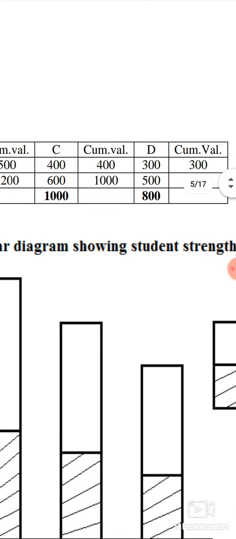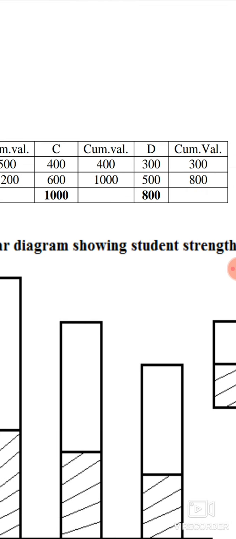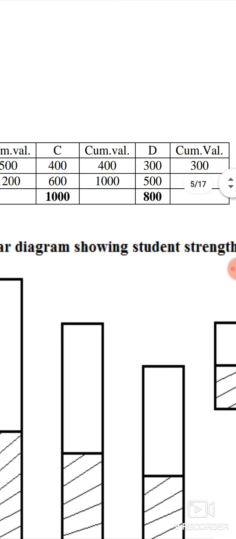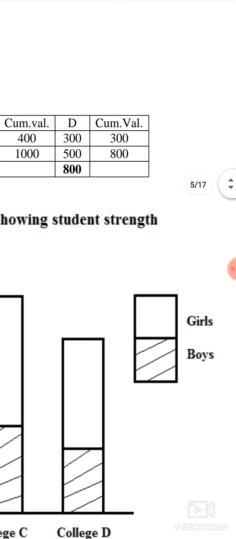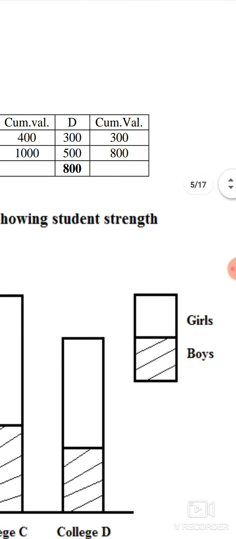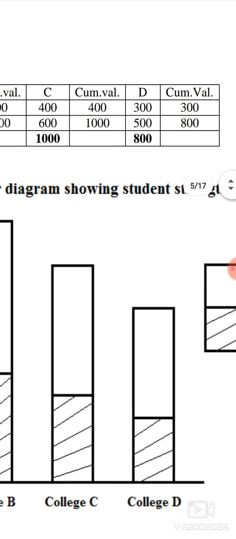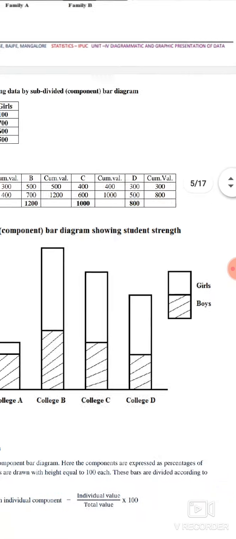Then for C, 400 and 600. Cumulative value will be 400, first value as it is, and second is 400 plus 600, we will get 1000. Then college D, 300 and 500. Write down the first value as it is, 300, then 300 plus 500 we will get 800. Now write down the component bar diagram.